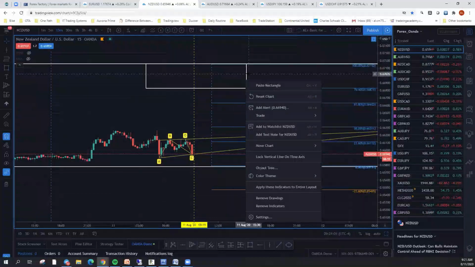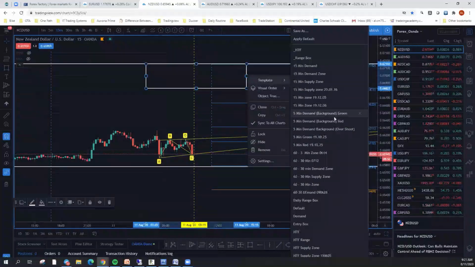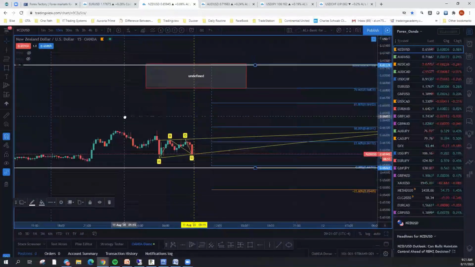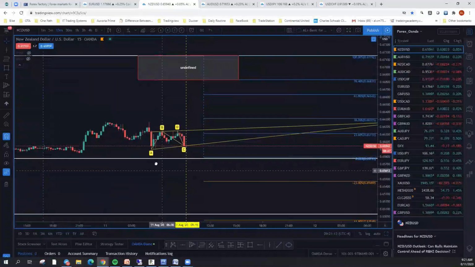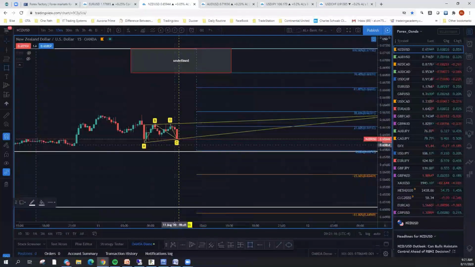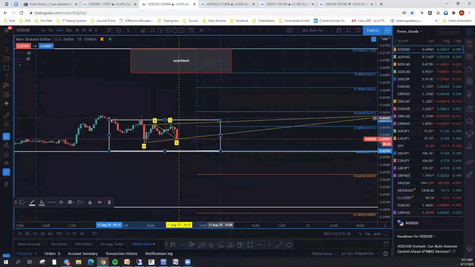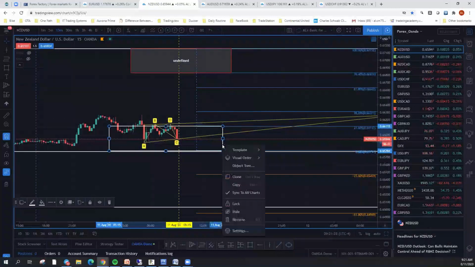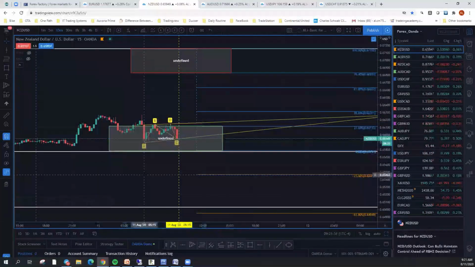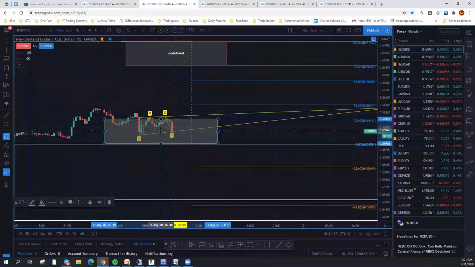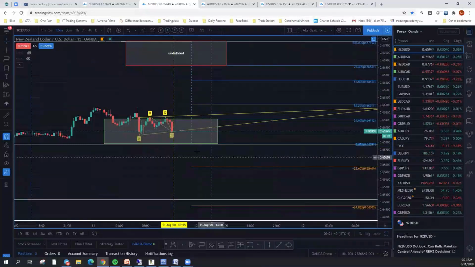I'll make this a different color. This would be my supply area. I'll make that red. Oops. Just go and lock this. And then we'll make this our demand area. It's the bottom 25% of this range. And we make this green. And so right now it's kind of going sideways inside this lower 25%.